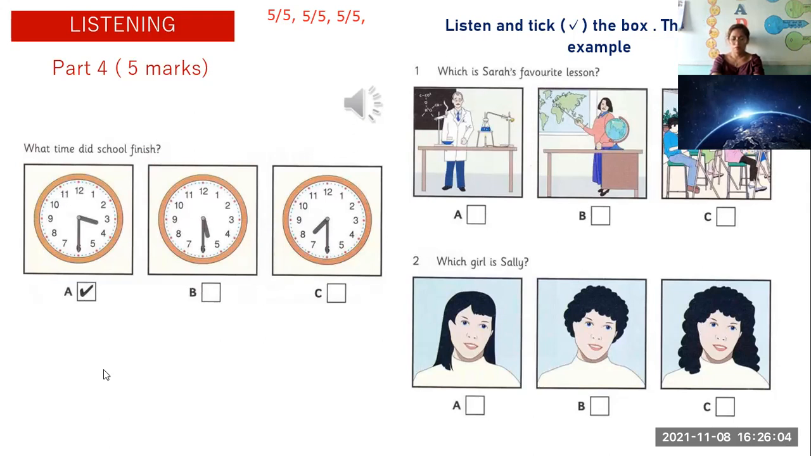2. Which girl is Sally? There's a new girl in my class, Dad. Her name's Sally. Is she nice? Very nice. And she's got lovely long hair. Well, your short hair is lovely too, Sarah. Yes, but Sally's hair is curly and mine's all straight.